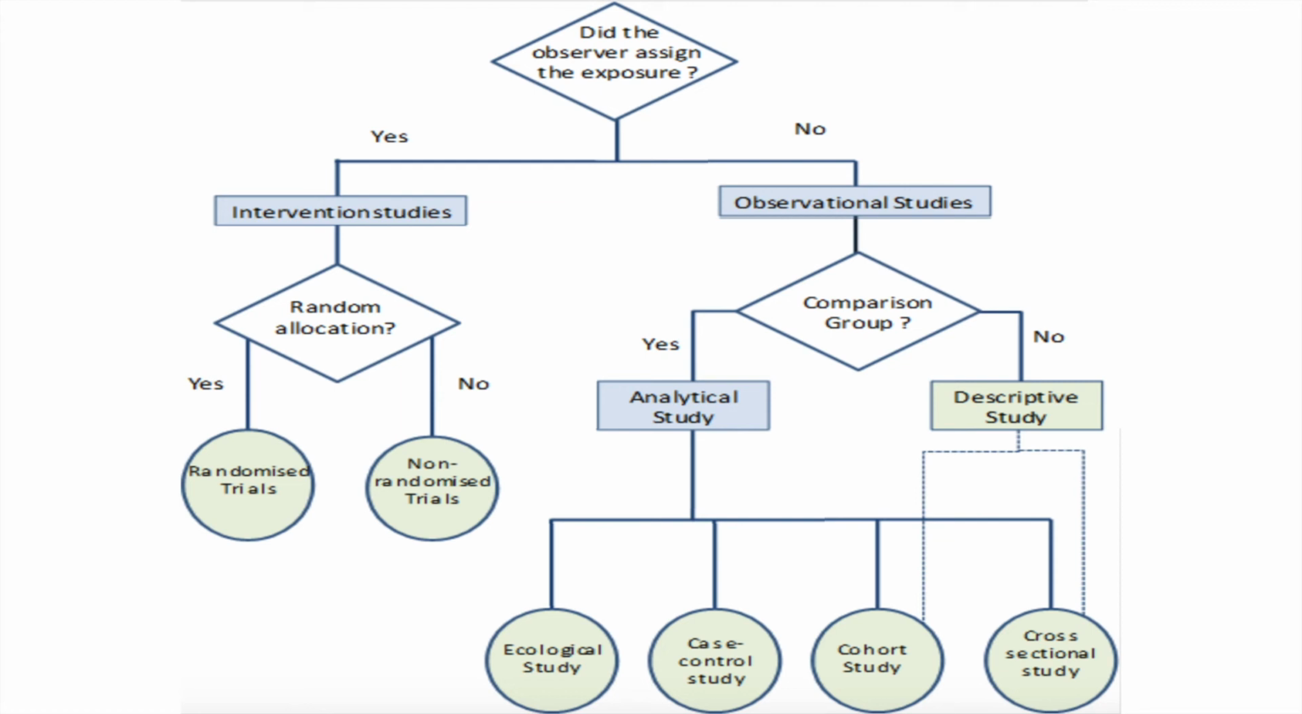Again, we start by figuring out whether the observer or the researcher assigned an exposure. If yes, then this is an interventional study, whether it's randomized or not. If there was no intervention, then this is an observational study. Could be analytical if there was a comparison group with the four types, as you see: cross-sectional, cohort, case control, or ecological study. And if there was no comparison group, then this is a descriptive observational study.